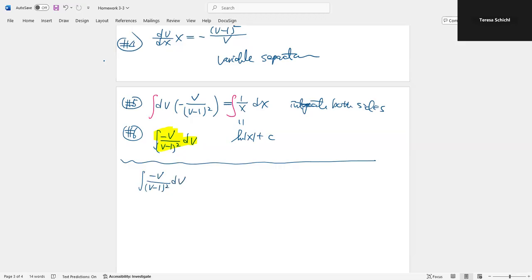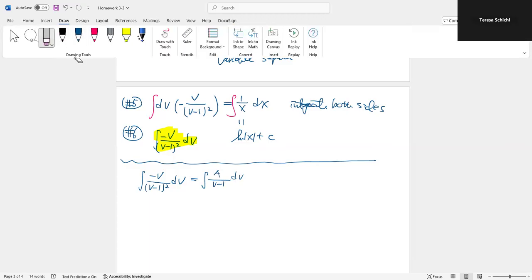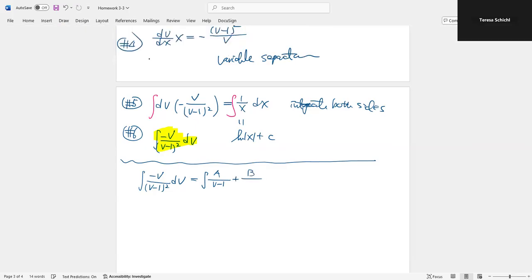I can do this by partial fractions. So I can separate this into a over v minus 1 dv plus b over v minus 1 squared dv, right? That's the partial fraction. Then I can combine. So this will be equal to a times v minus 1 plus b over v minus 1 squared. So I have av minus a plus b on the top here.